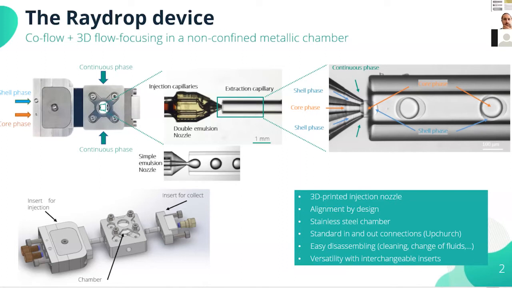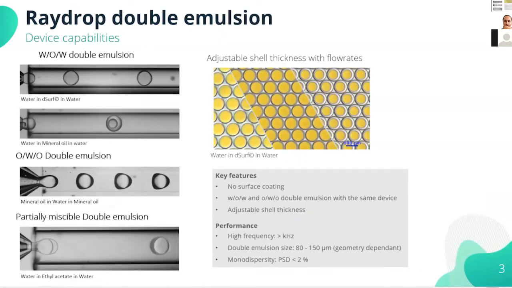What you can achieve with this device is the production of double emulsion, water in oil in water, as you can see in the picture on the top left, where you have water dissolved in water and water in mineral oil in water emulsion. But you can also do, with the same device, oil in water in oil double emulsion, because there is no surface coating needed to produce the emulsion. Once again, the geometry is axisymmetric and the core and shell phase never touch the wall of the system, so you never have wetting issues.